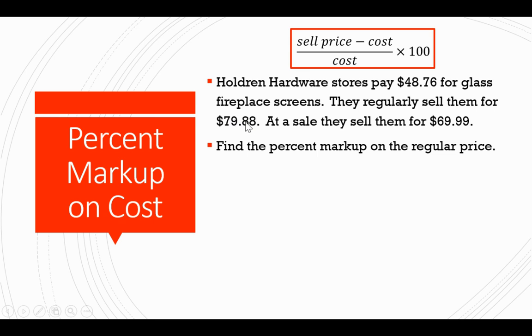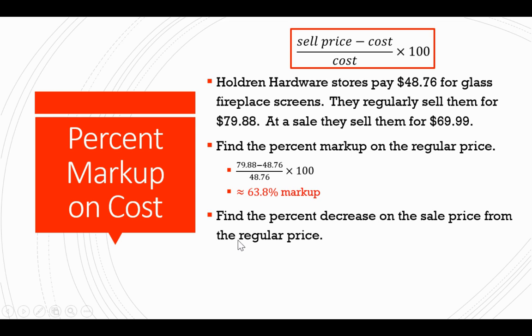We're going to take $79.88 minus the cost divided by the cost multiplied by 100. So we have $79.88 minus $48.76 divided by $48.76 times 100 gives us about a 63.8% markup, which is kind of standard, I think, in retail.